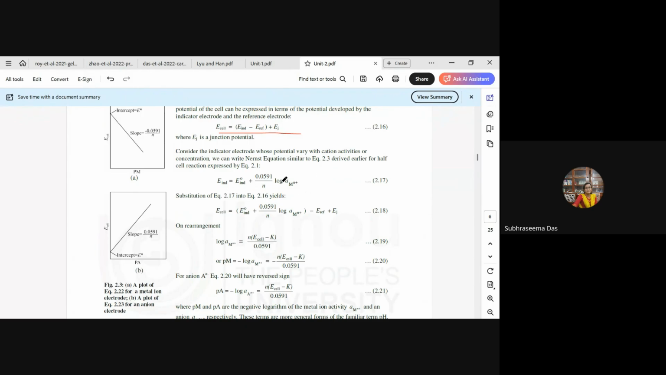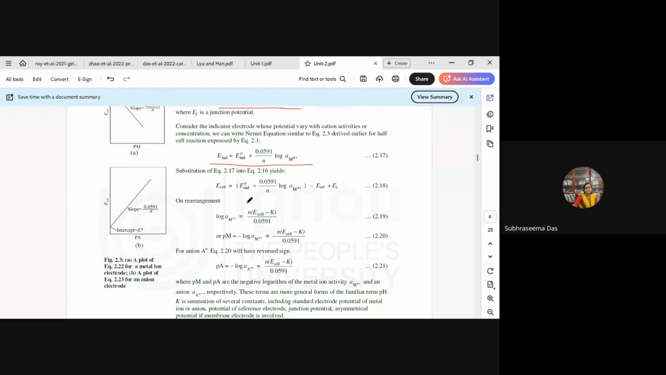Here it has been given by equation 2.1, that is E indicator is equal to E0 indicator plus 0.0591 by n into log of concentration of M n+. Now we substitute equation 2.17 in equation 2.16. So we get this equation 2.18.